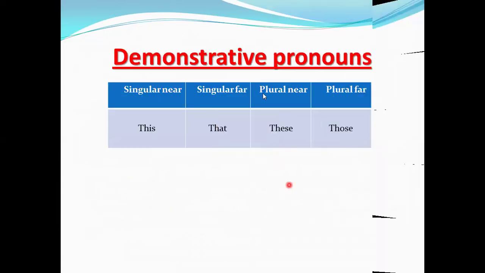We have here demonstrative pronouns. Okay, I think you talked about this topic in the last video. If you return to the videos, you can see what we talked about the demonstrative pronouns. We use this for singular near. We use that for singular far. We use these for plural near. We use those for plural far.